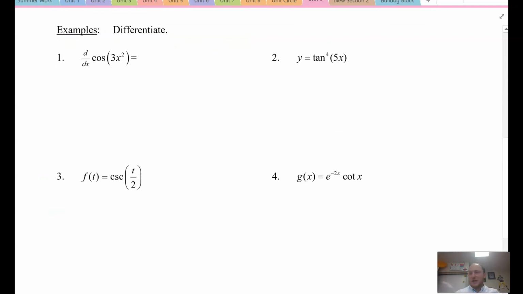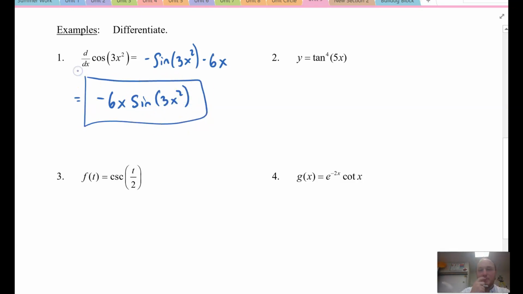Let's differentiate, and our first example is cosine of 3x squared. Okay, so the derivative of cosine, I know, is negative sine of 3x squared, but then I also have the derivative of the inside. The derivative of the inside is 6x. So that gives us negative 6x sine of 3x squared. Okay, and there it is. Hey, pretty simple.